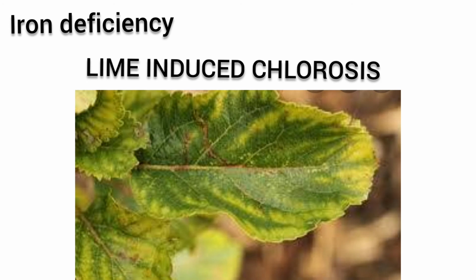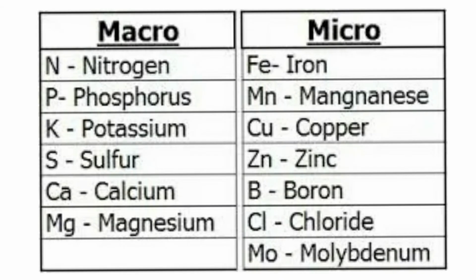Iron is another essential nutrient. If it is deficient, it causes lime-induced chlorosis. In this condition, the leaves turn yellow or brown in the margins. Young leaves may show bleaching and the plants produce poor quality fruits. So from this we know how essential nutrients are for plant growth.